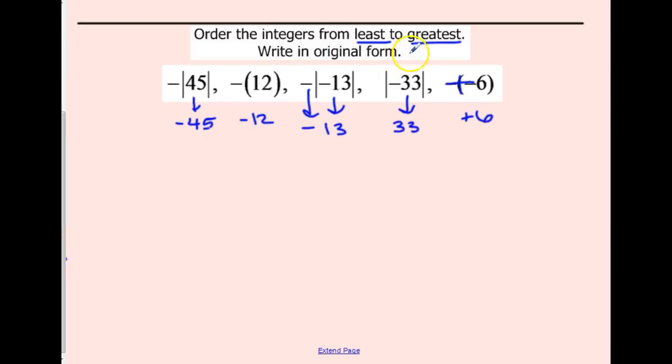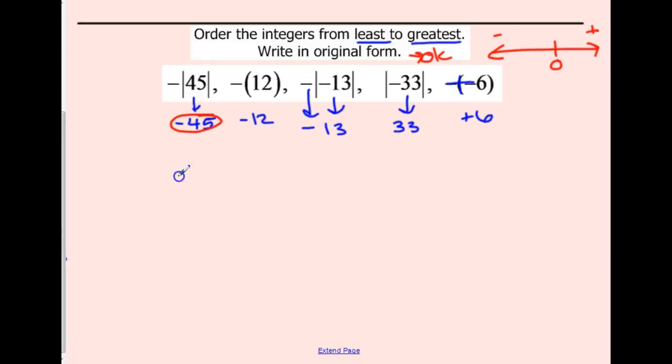So it says to write them in original form. If you don't, that's okay. However, on your MCA or your math test, they will require you to have them in original form, or you'll have to select them in original form. So first, our least is going to be the biggest negative number on our number line. So the biggest negative number I have is -45.